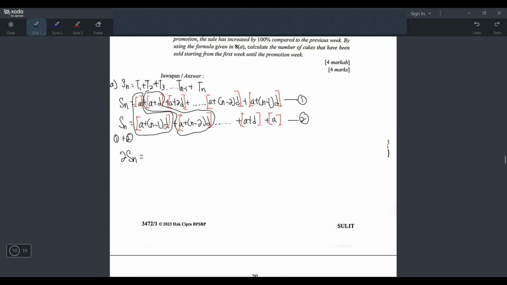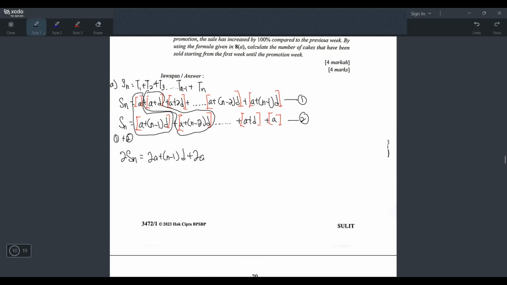Okay, let's take A plus n minus 1D. What will happen? A plus A will become 2A plus n minus 1D, right? This is what happens when you add this term with this. Then what about A plus D added with this? What do you think will happen? A plus A will be 2A. And then D plus n minus 2D.